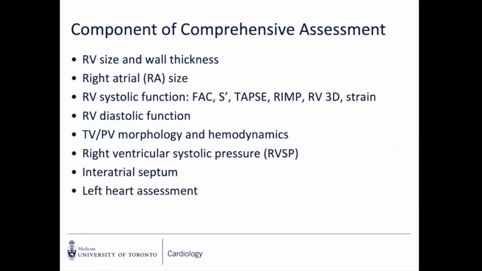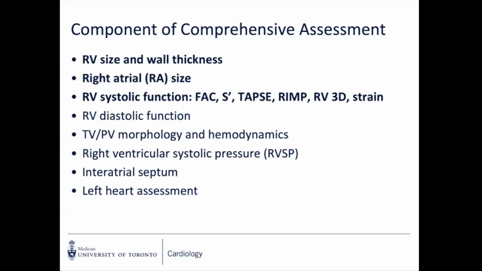In terms of the comprehensive assessment of the RV, we want to estimate the RV size and wall thickness, the RA size, and various parameters for estimating systolic function: fractional area change, tissue Doppler S prime, TAPSE, the myocardial performance index, the 3D RVEF, and then strain. Then diastolic function, tricuspid valve and pulmonic valve morphology and hemodynamics, RVSP, the interatrial septum, and then a complete left heart assessment. For the purposes of this talk, I'll be focusing primarily on the first three. It's an exhaustive topic, and I'll refer you to other presentations where the others have already been covered.